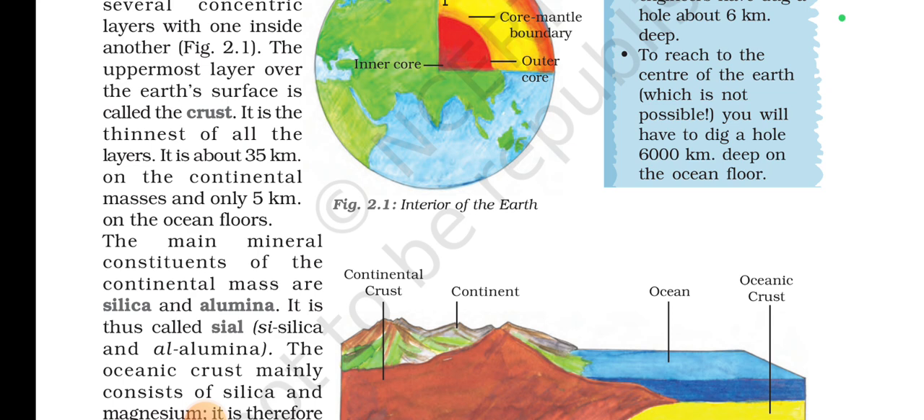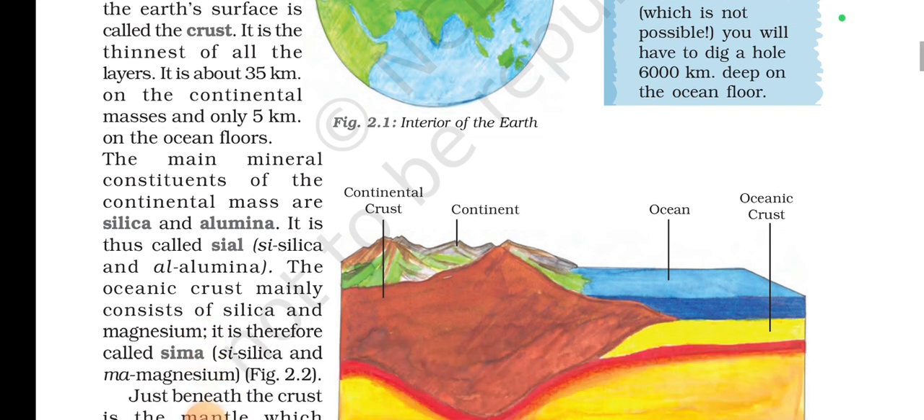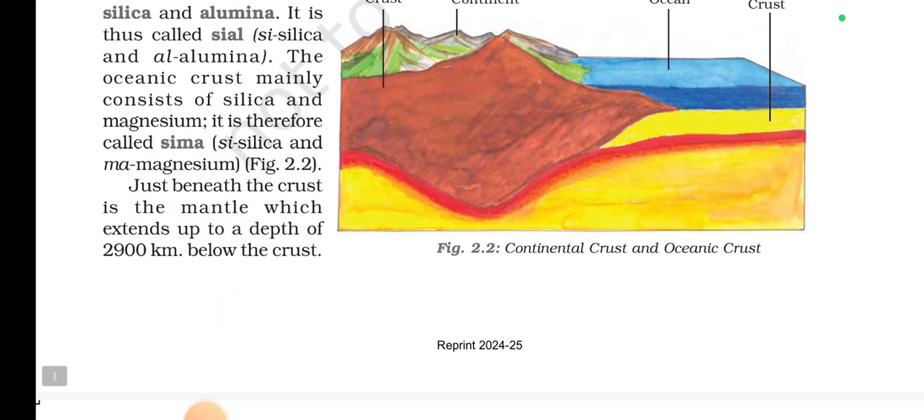The main mineral constituents of the continental masses are silica and alumina, and that is why this is also known as Sial. The oceanic crust mainly consists of silica and magnesium, and this is why this layer is also known as Sima. Just beneath the crust is the mantle, which extends up to a depth of 2900 kilometers.